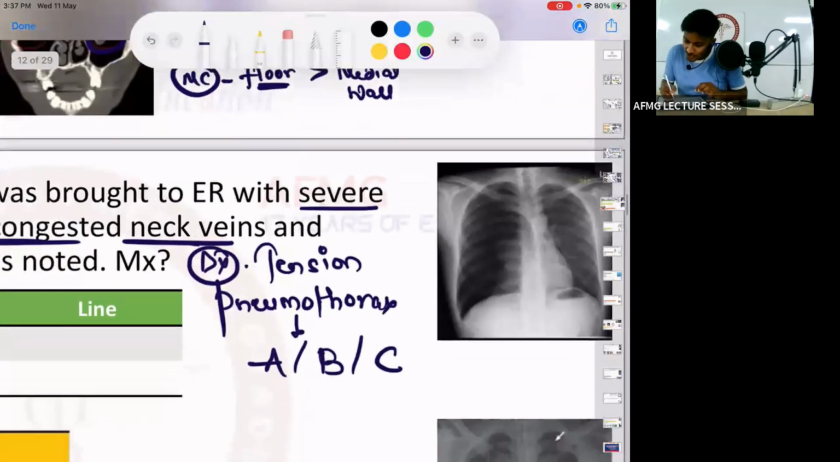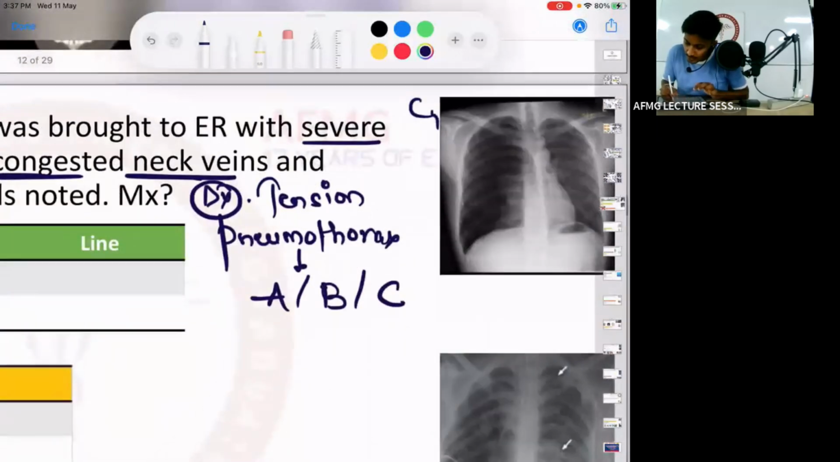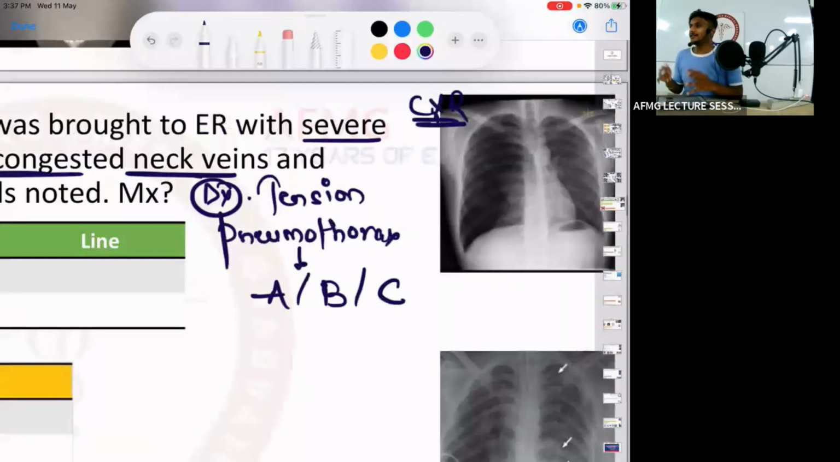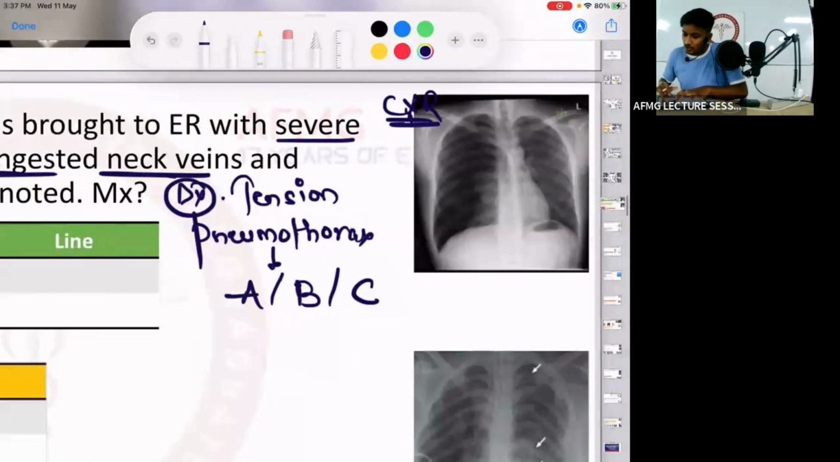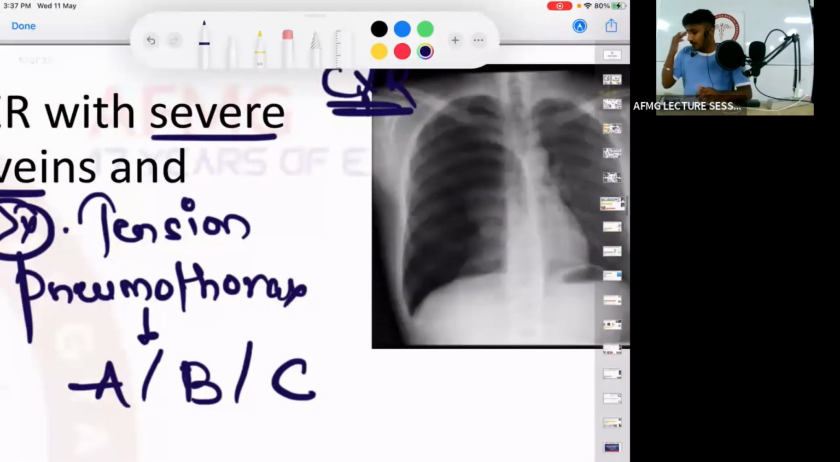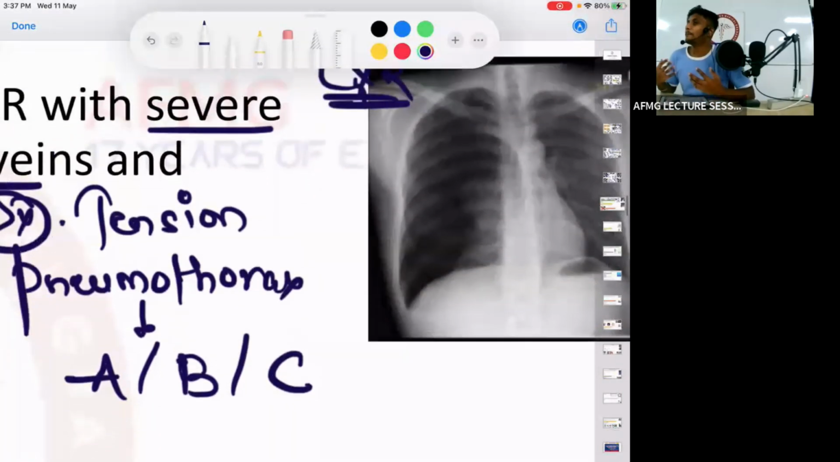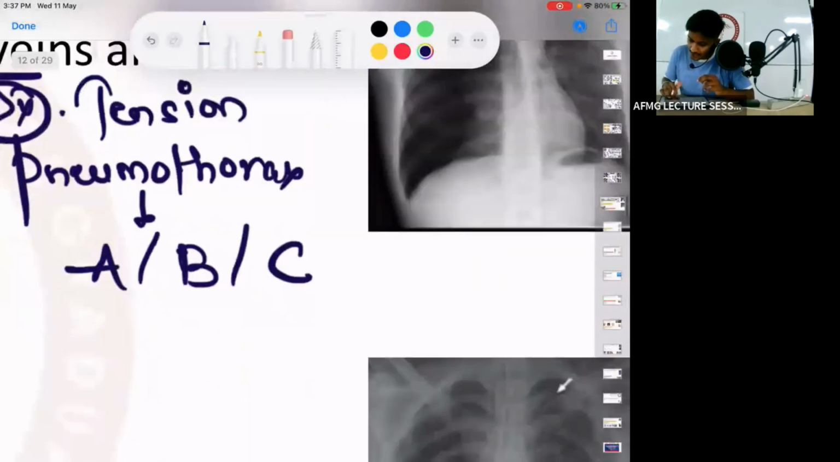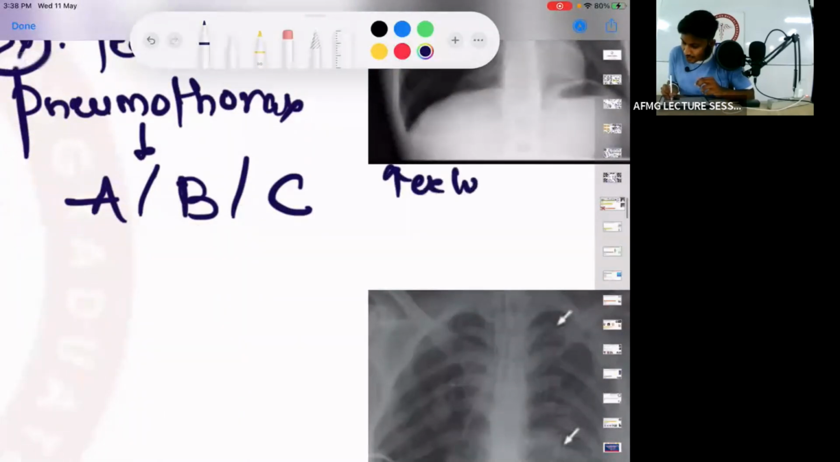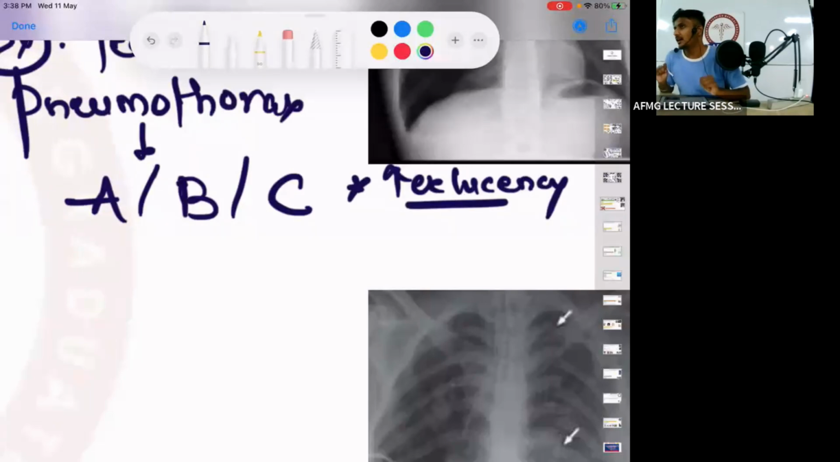If I talk about the chest X-ray of tension pneumothorax, first of all, it is due to accumulation of air in the pleural cavity, right? The most common cause is trauma. Here you can see on this right side or affected side increased blackening of the lungs, which is called hyperlucency, because air would be black on an X-ray. Sometimes it is also termed as hyperinflation. So two features are seen: either hyperlucency or hyperinflation.